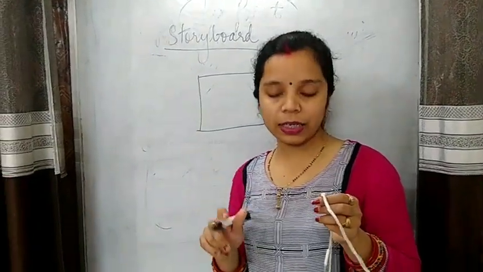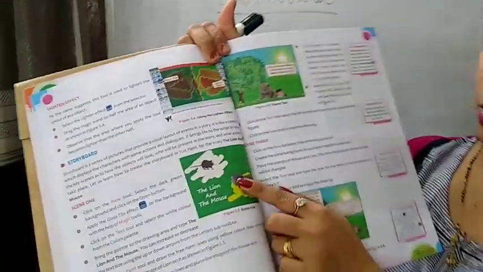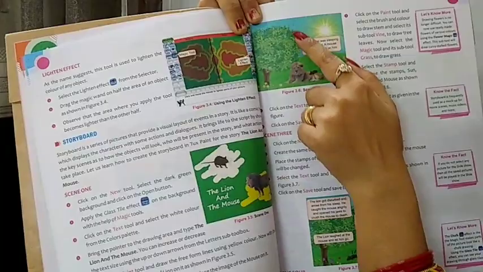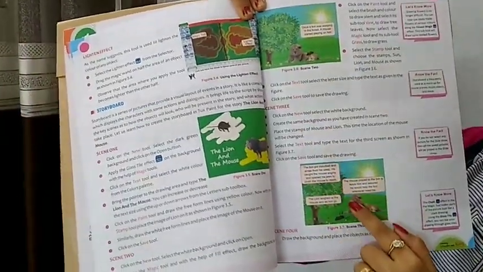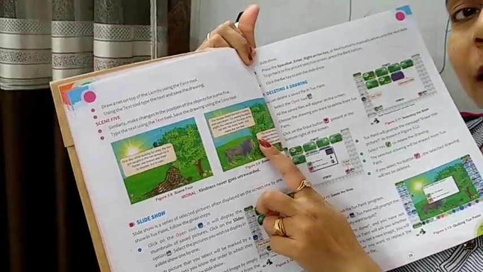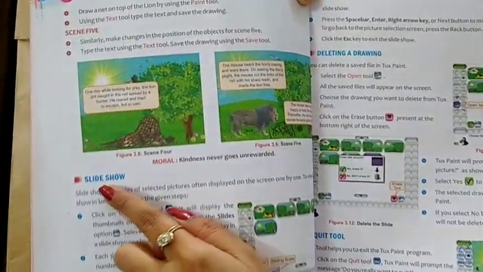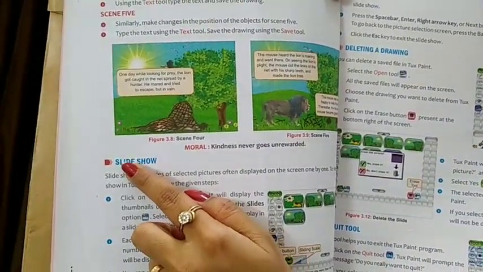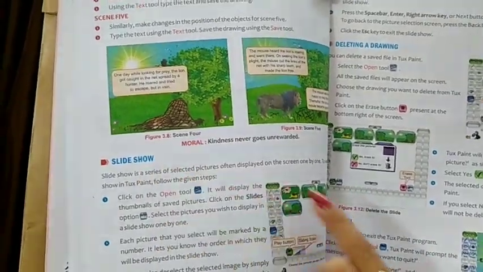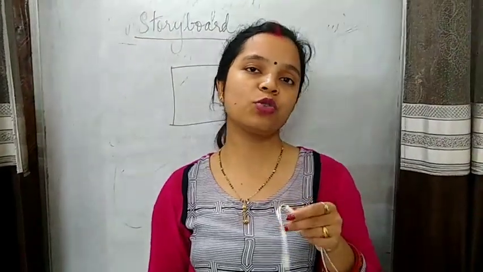See, 5 scenes are given. So like this 5 drawings you have to create. One drawing you will create like this, then another drawing like this, then next drawing like this, and then fourth drawing like this, then fifth drawing like this. After creating the drawings, you will display them using slideshow, and then in the form of a story it will be displayed to you in touchscreen. That is known as storyboard.